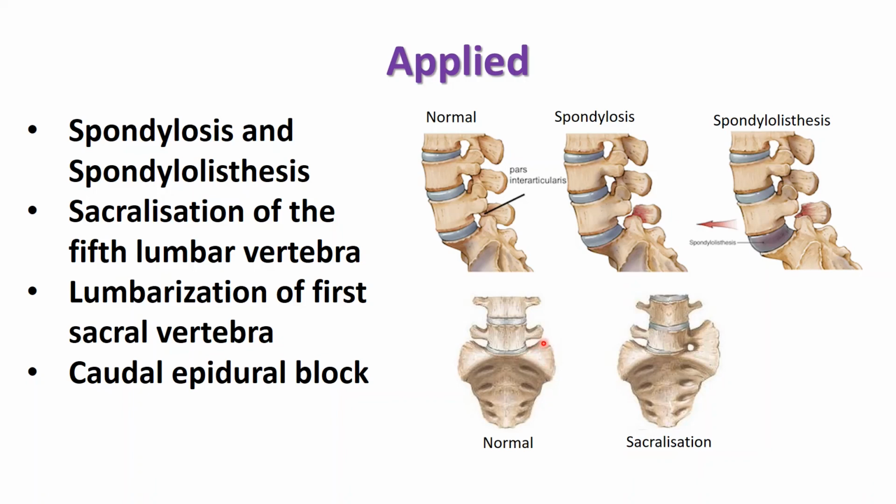Next is the caudal epidural block. The caudal epidural block is a commonly used technique for injecting anesthetic agents for surgeries and for giving analgesics to relieve chronic pain. It is performed by inserting a needle through the sacral hiatus to enter the epidural space. This is all about the applied aspect of the sacrum.